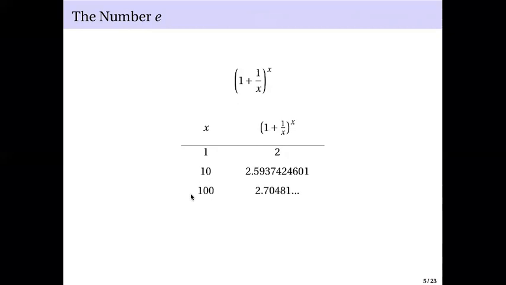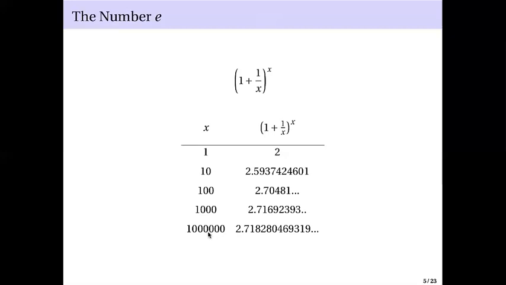So from 1, we increase it to 10. Let's increase it further to 100. Okay? So if x is equal to 100, you will have 1 plus 1 over 100 raised to 100. What you will get is 2.70481. And there are more digits here. And then you continue the process. Say we have x equals 1,000. You will get 2.7169239, etc.